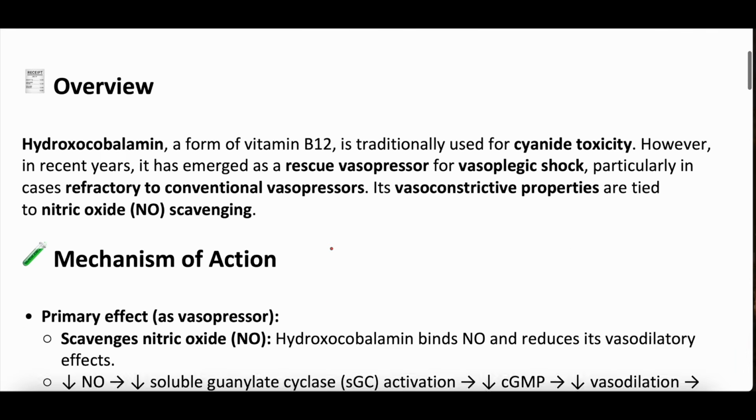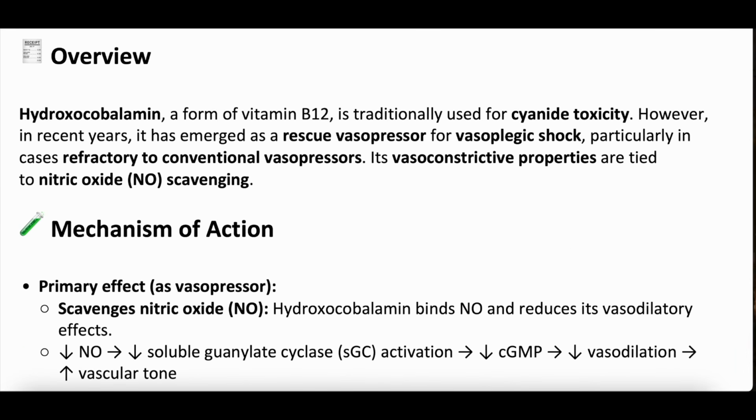Let's dive in. So overview of hydroxocobalamin. What is it? Well, it's actually a form of vitamin B12. And most traditionally, it was used to treat cyanide toxicity. However, as time has gone on, it's emerged as a potential rescue vasopressor for refractory vasoplegic shock.